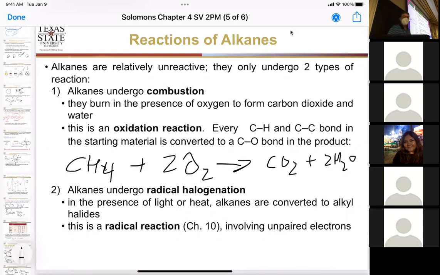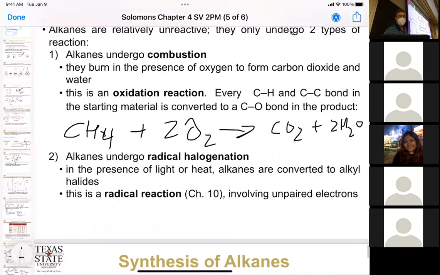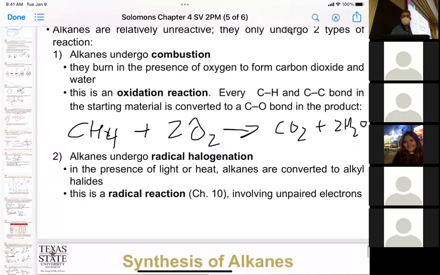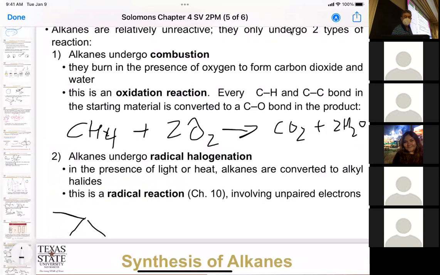Okay. Now, the other thing that they do, and I alluded to this when we did our substitution reactions, is what we call radical halogen substitution. So we can take something like this group here, react it with bromine, Br2, in the presence of heat or light. This is h nu for light. And it'll substitute one of the hydrogens for a bromine.